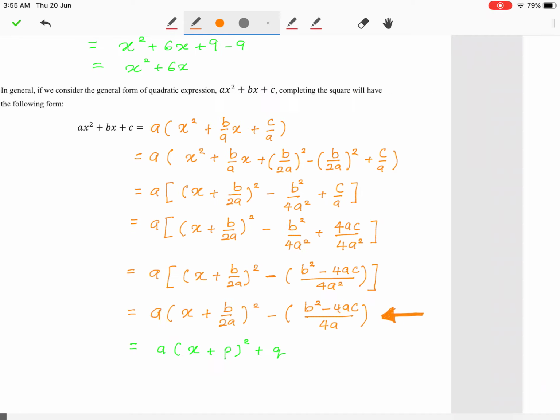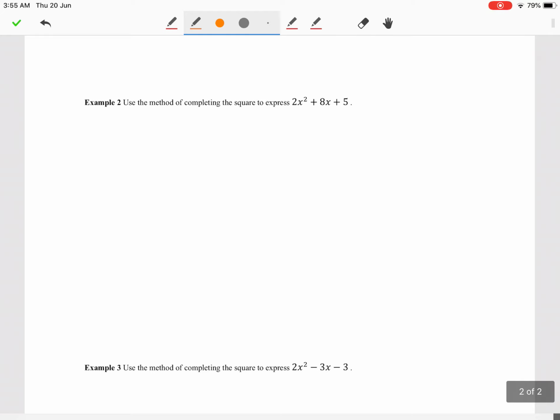Okay, so in the next example 2, we have 2x squared plus 8x plus 5. So what you need to do first, again, we factor the 2 out. So if you factor the 2 out, I'm going to put this as x squared plus 4, because 8 divided by 2 is 4, then 5 over 2.